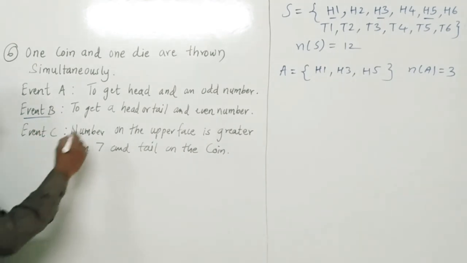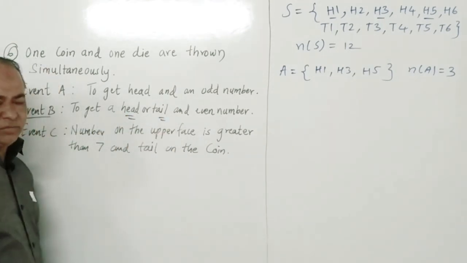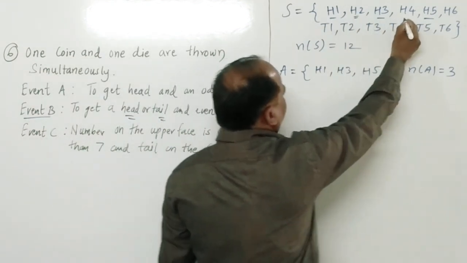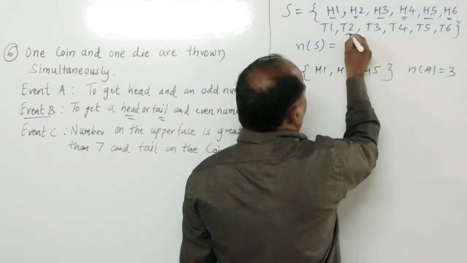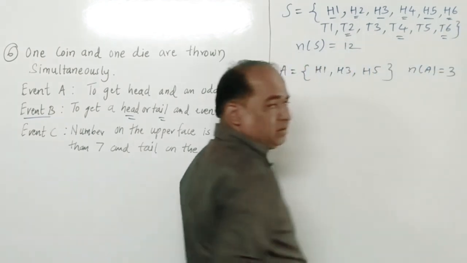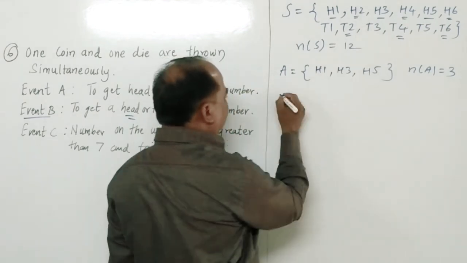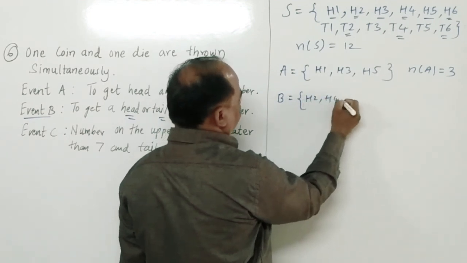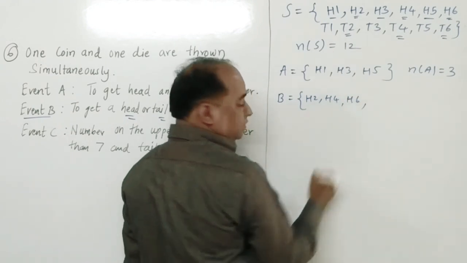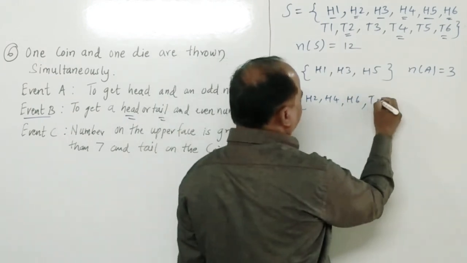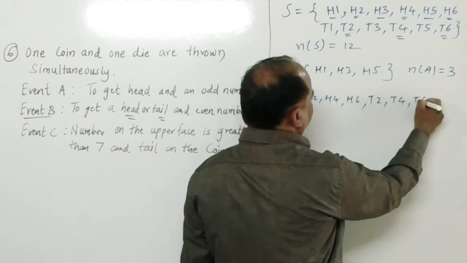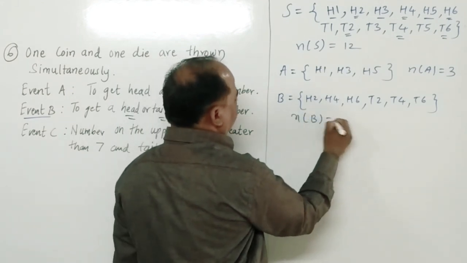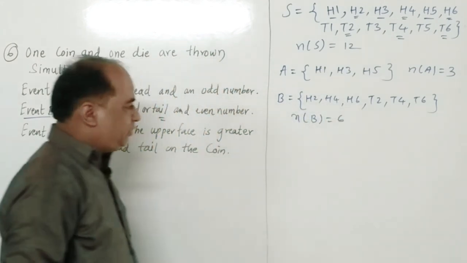Now event B: to get head or tail and an even number. Both head and tail with an even number. 2, 4, 6 are the even numbers. So B is equal to H2, H4 and H6, head and even number, and T2, T4 and T6, tail and even number. So n(B), the total number of sample points in event B, is 6.